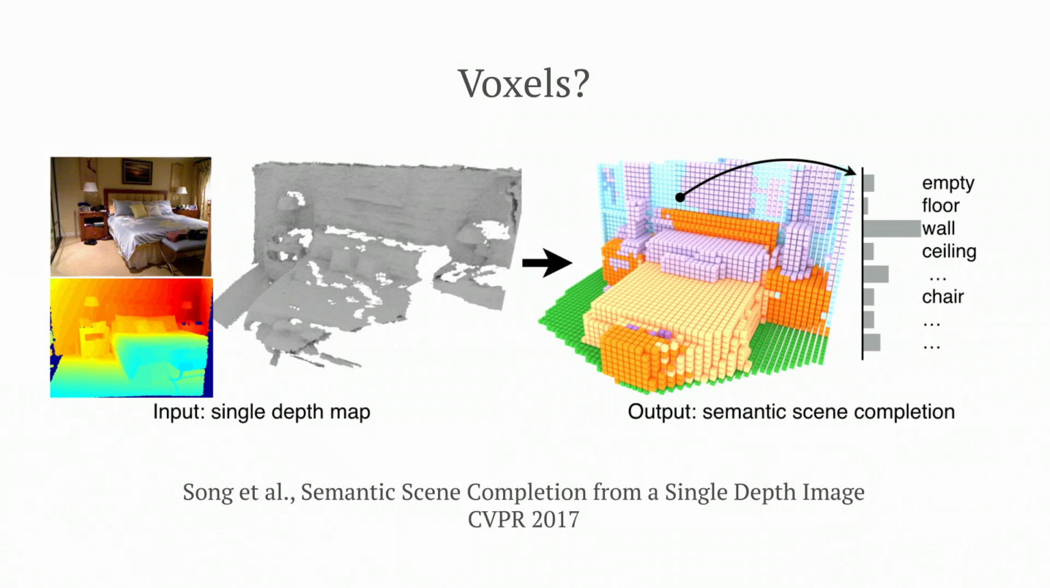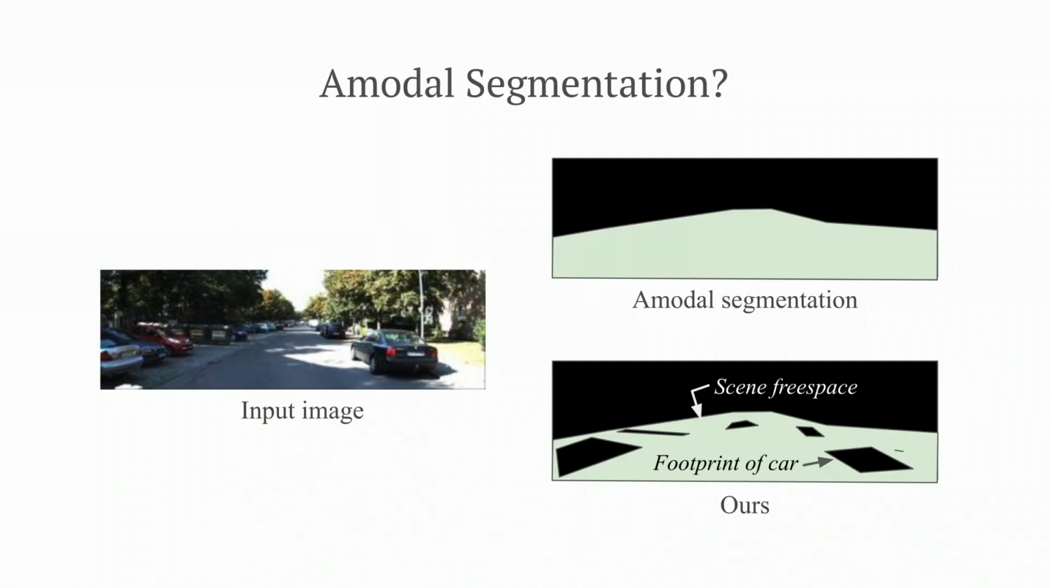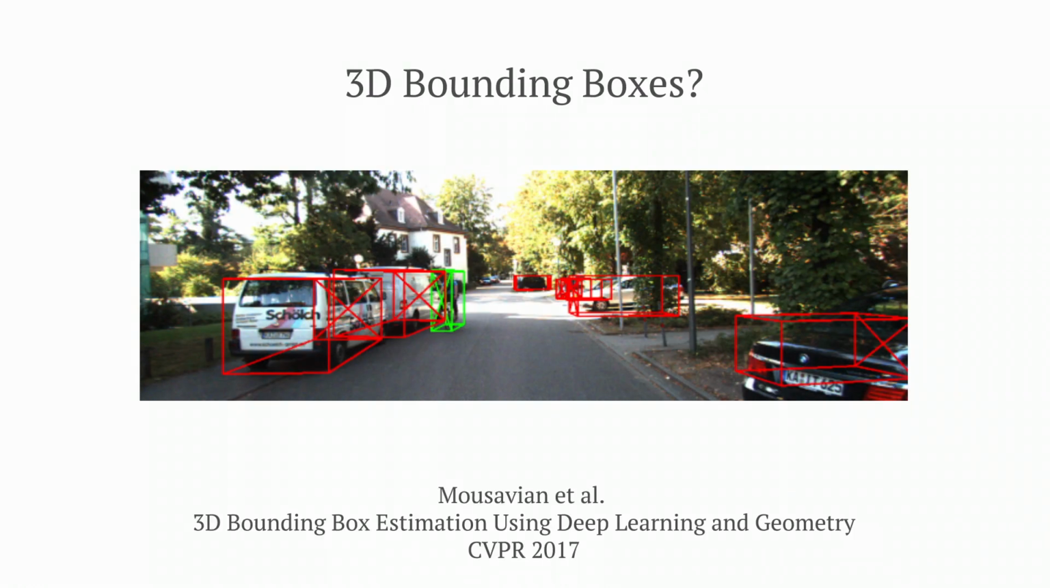Hidden geometry could be represented in alternative ways. We could use voxels, but these can be slow and expensive. Amodal segmentation predicts the extent of objects, including their occluded parts. This would give the extent of the ground, but without predicting object footprints, which are crucial for obstacle avoidance. 3D bounding boxes give coarse object locations, but only for those of known classes. In contrast, we make lightweight per-frame predictions aligned to the input view.